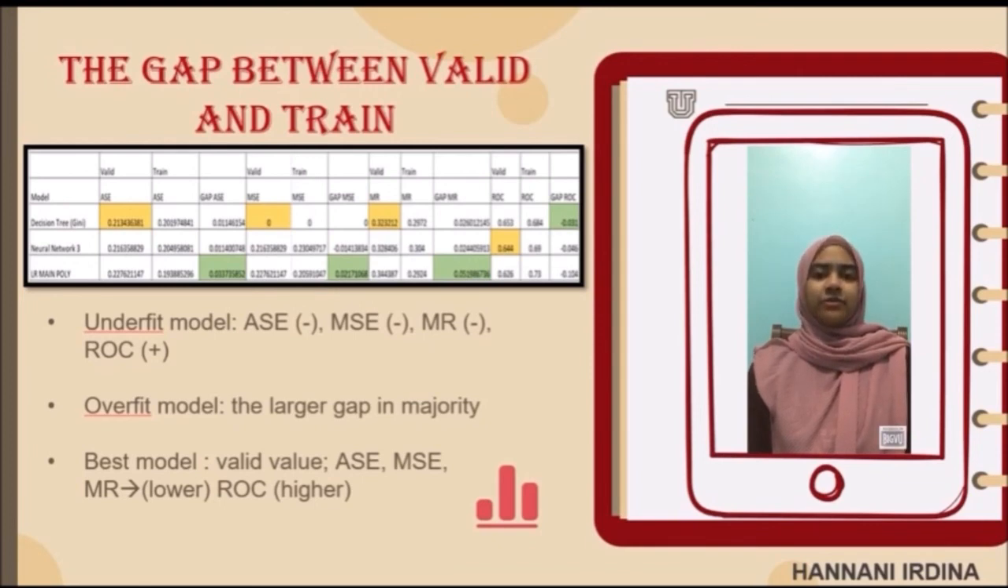To get the underfit model, we check the valid value of each and determine whether ASE, MSE, and MR are negative and ROC is positive. For the overfit model, we can check the larger gap and choose the majority highlighted model. Lastly, for the best model, we check the valid value where ASE, MSE, and MR must be lower and ROC is higher. Before that, we need to remove the models that have been declared as underfit and overfit before we get the best model.